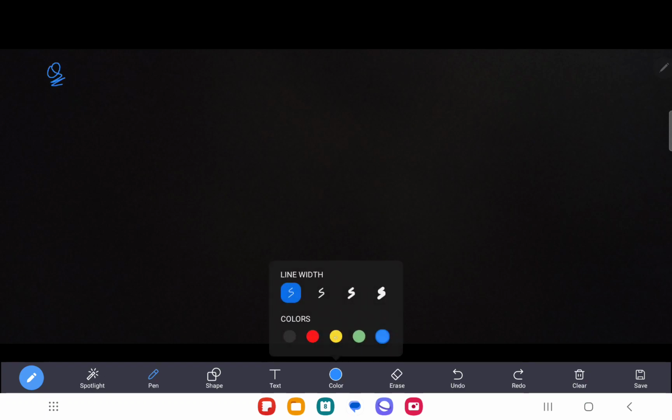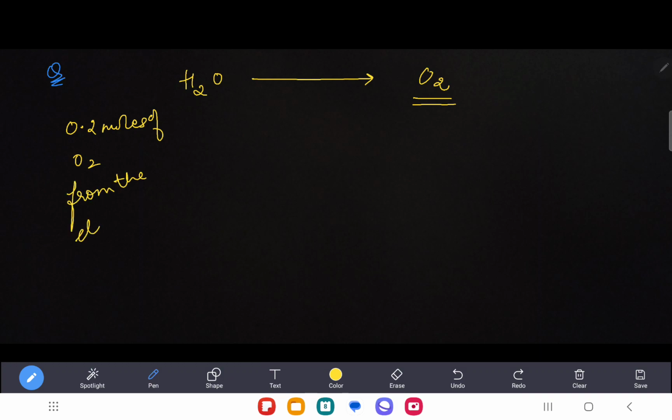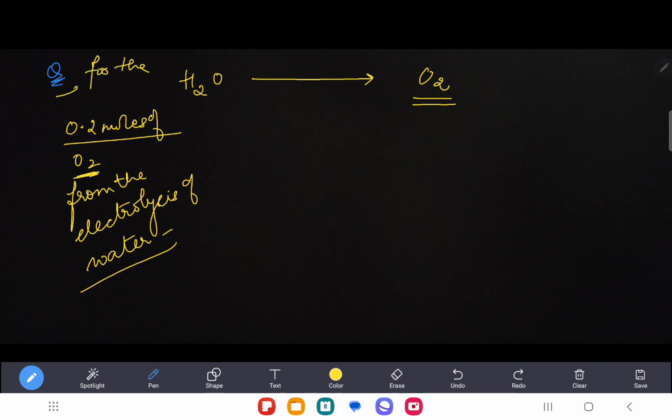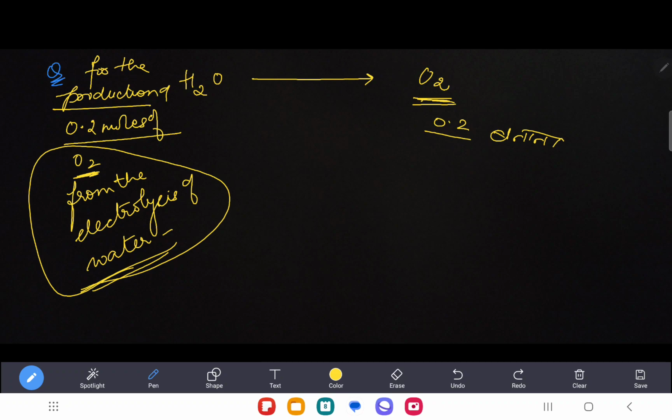अब नेक्स्ट इसके अंदर क्या हो रहा है, नेक्स्ट इसके अंदर एक क्वेश्चन आता है कि H2O है जैसे, और H2O से O2 बन रहा है, तो कितना फैराडे चाहिए to produce 0.2 moles of O2 from the electrolysis of water. पढ़ो, 0.2 moles O2 बनाना है, so for the production of 0.2 moles of O2 ये बनाना है, how much charge you would be requiring.